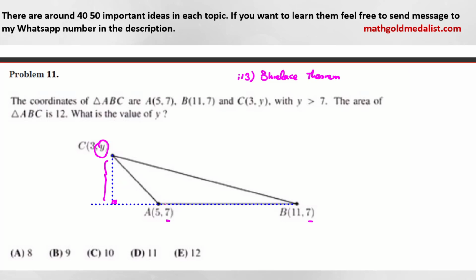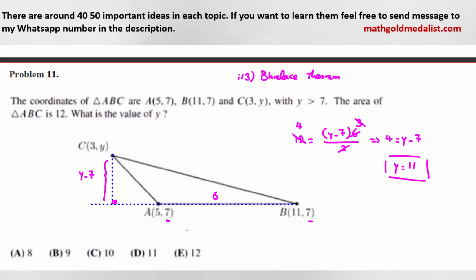Okay, so this is y, this is 7. So this length is y minus 7. Height times base over 2. Because it is a horizontal line, the base will be 11 minus 5, 6. So the area, the problem says it's 12. It is equal to y minus 7 times 6 over 2. 2 and 6 you can cancel, 3. You can divide both sides by 3, 4. So 4 is y minus 7. So if you add 7 to both sides and switch the left-hand side and right-hand side, it will be 11. So the answer will be which choice? The answer will be choice D.